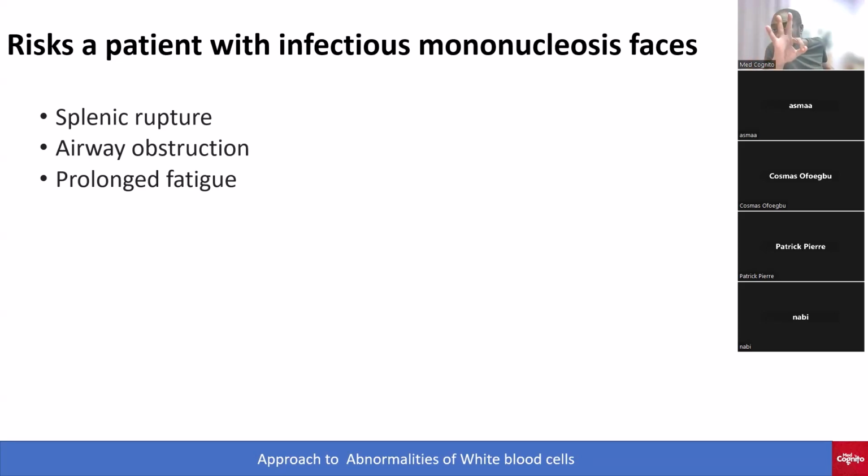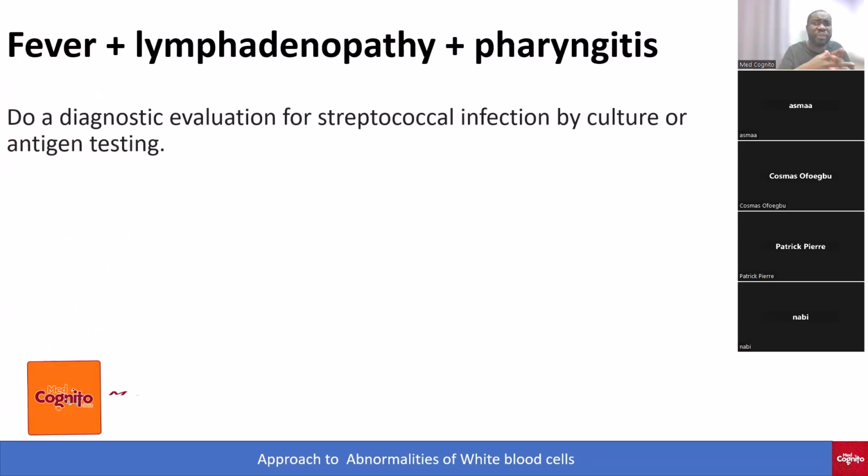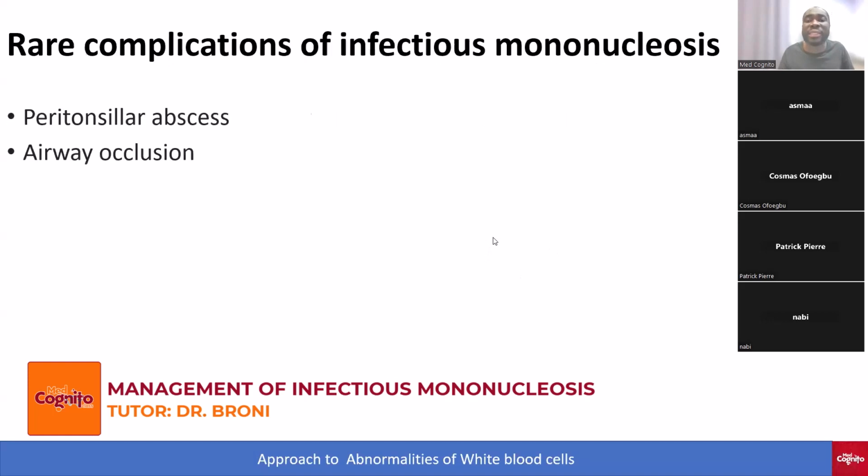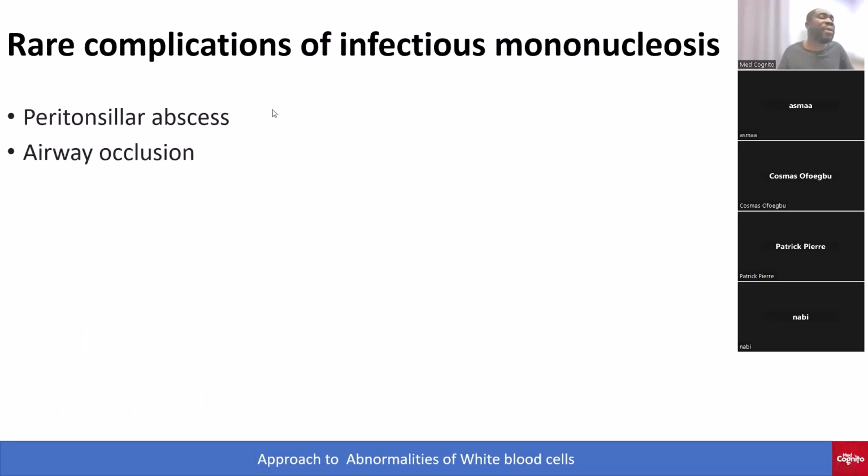Now, what are the indications for giving steroids in a patient with infectious mononucleosis? Airway obstruction, elevated liver enzymes, severe hemolytic anemia. And what else? Severe aplastic anemia, right? Good. Fever plus lymphadenopathy plus pharyngitis, you've got to do a diagnostic evaluation for streptococcal infection by culture or antigen testing. And what are some rare complications? There can be peritonsillar abscess and airway occlusion.